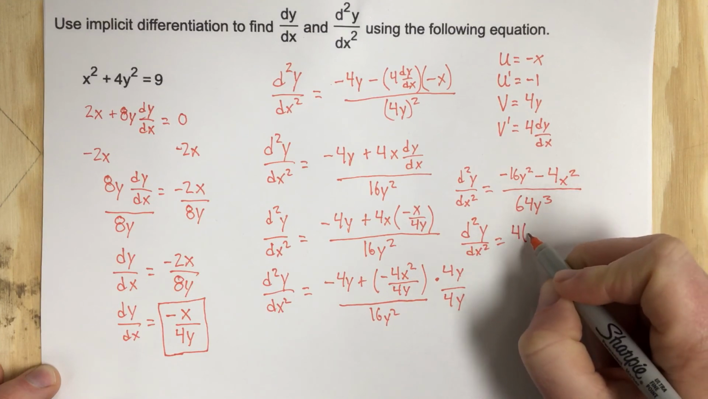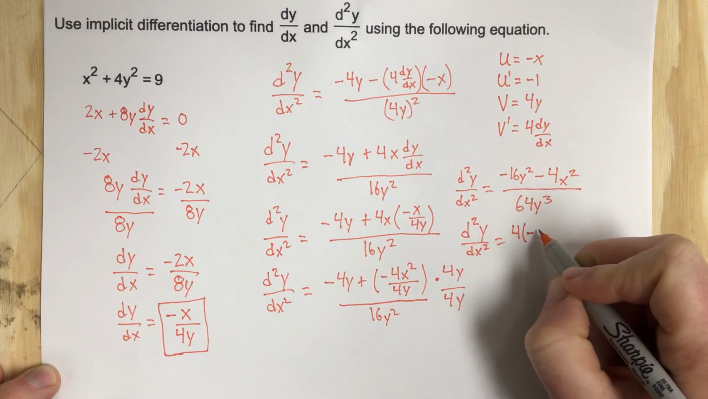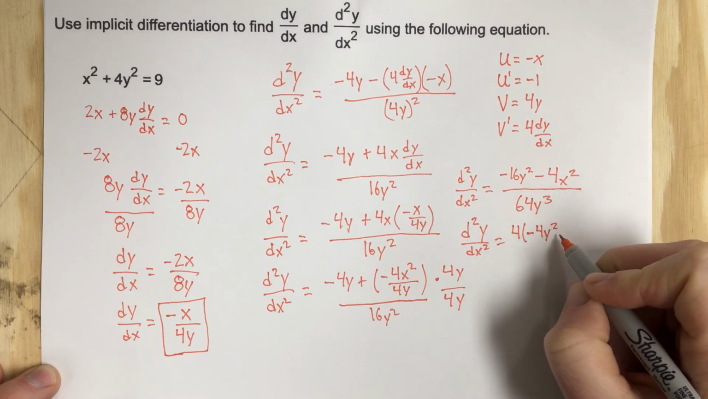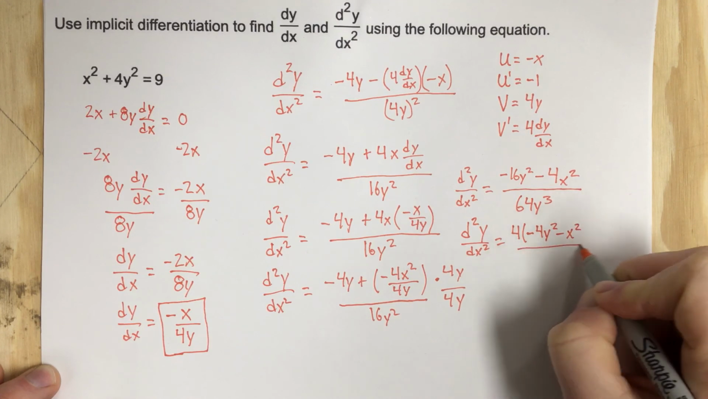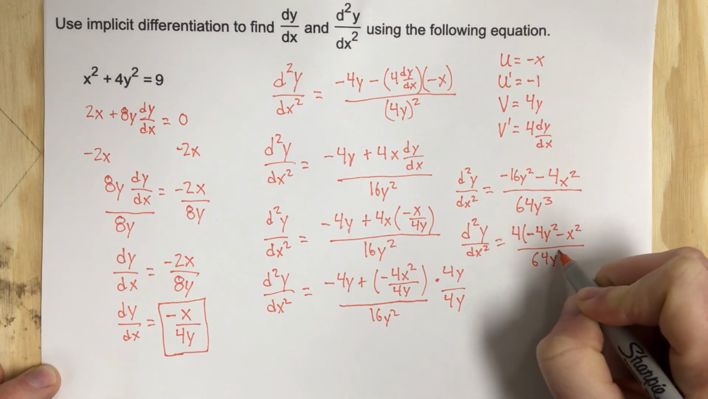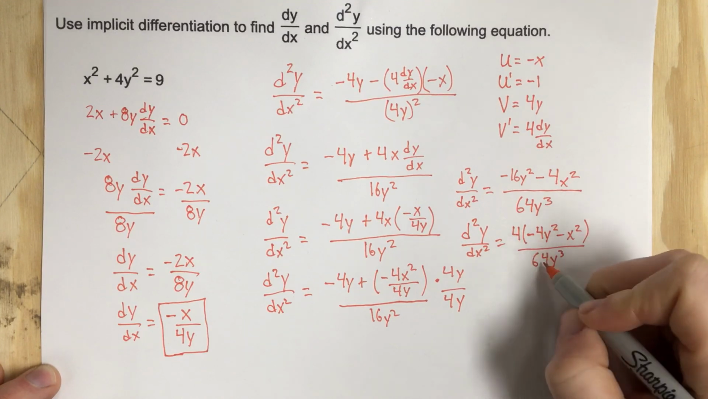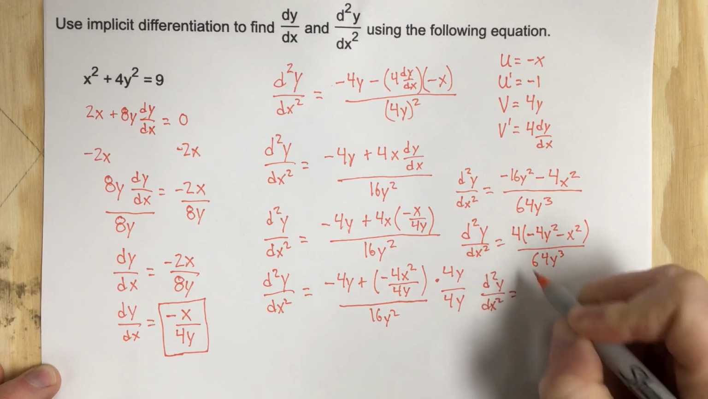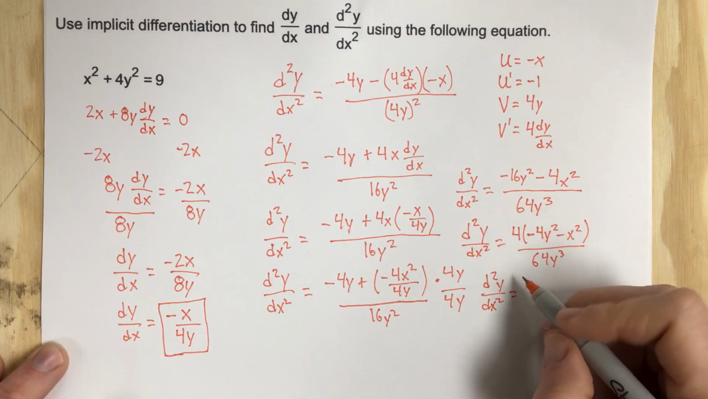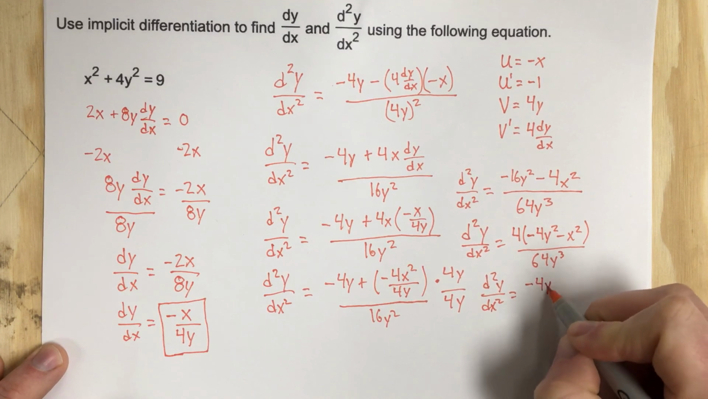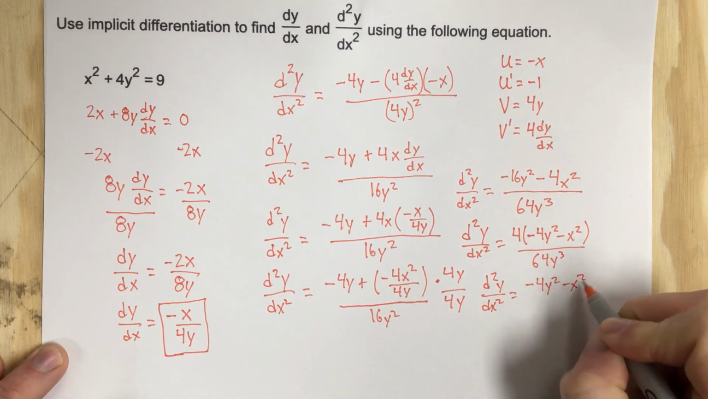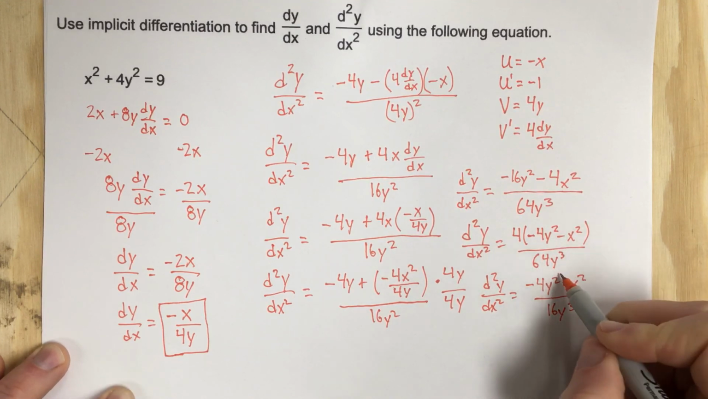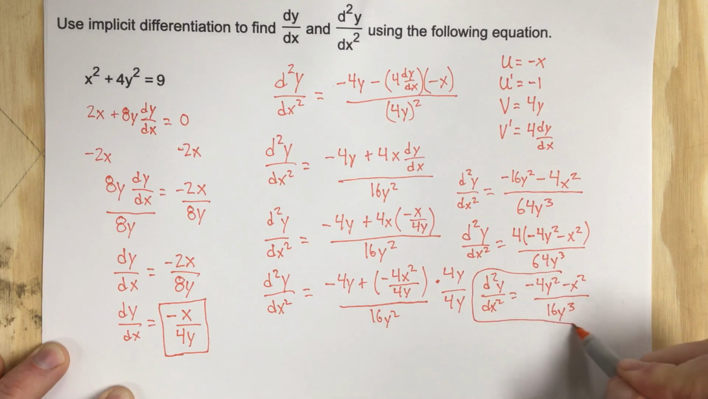That'll leave you with a negative 4y squared, and then minus x squared all over 64y cubed. And we can cancel the 4's, and that'll be the second derivative of y with respect to x. Cancel the 4's out, and we end up with just negative 4y squared minus x squared all over 16y cubed. So this is the second derivative.